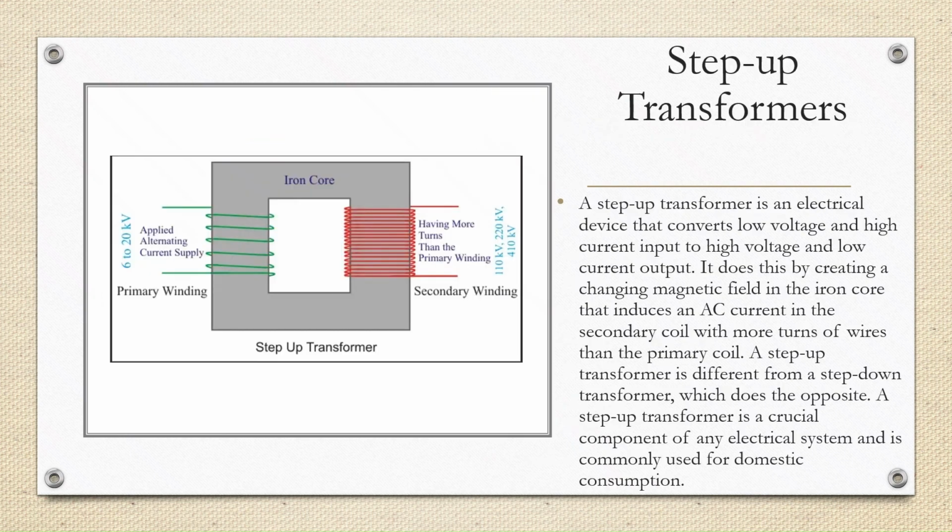A step-up transformer is an electrical device that converts low voltage and high current input to high voltage and low current output. It does this by creating a changing magnetic field in the iron core that induces an AC current in the secondary coil, with more turns of wire than the primary coil. A step-up transformer is different from a step-down transformer, which does the opposite. A step-up transformer is a crucial component of any electrical system and is commonly used for domestic consumption.